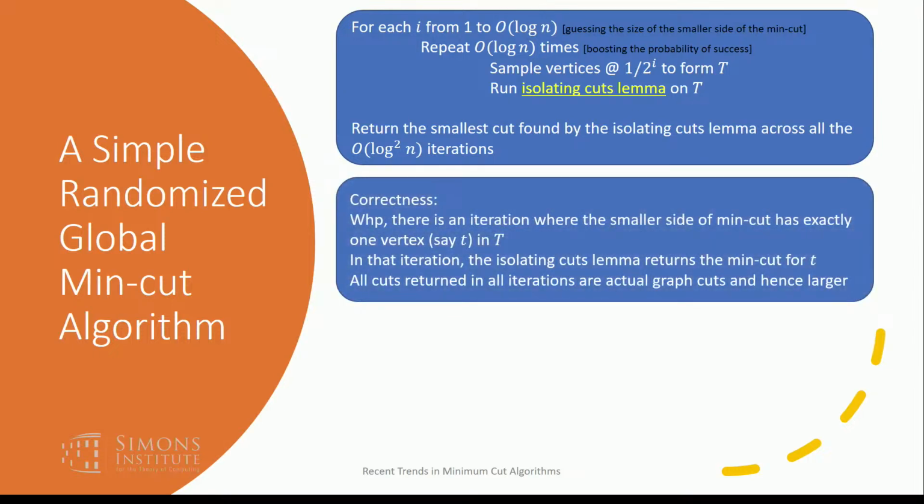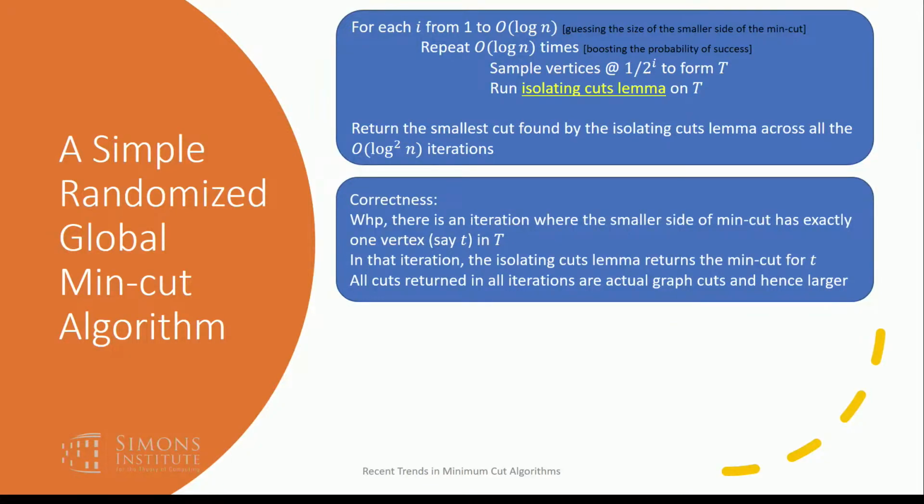So the correctness is actually very simple. If we take the correct iteration i, then on each iteration we succeed with constant probability that we sample exactly one vertex on the smaller side. And the isolating cuts lemma will return a valid min cut for that terminal. And since we look at all of the cuts found over all iterations, we will indeed recover the global min cut.